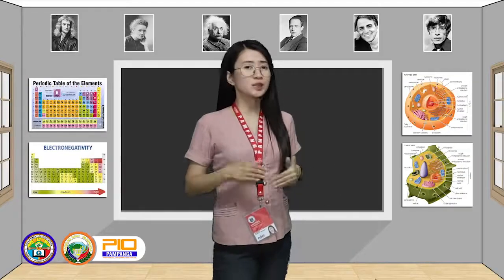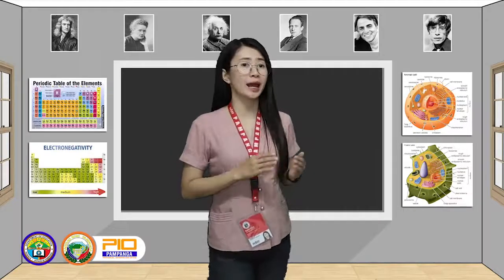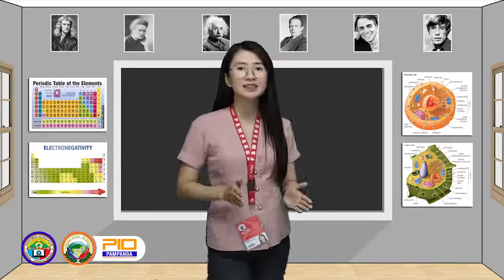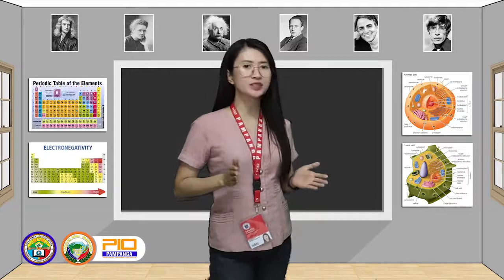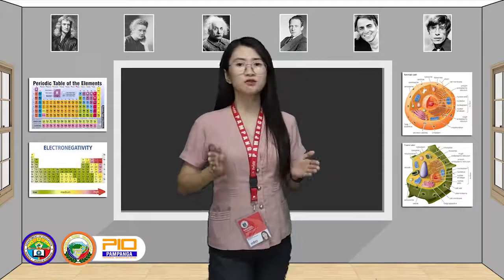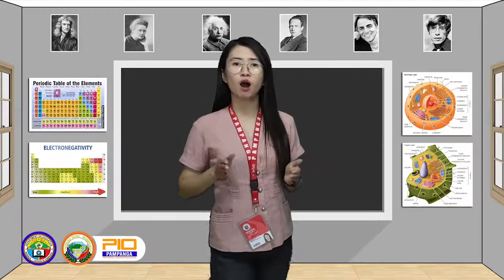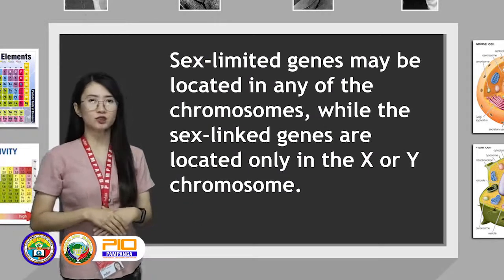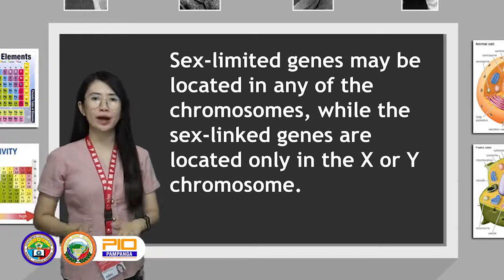In addition, sex-limited traits are generally autosomal, which means that they are not found on X or Y chromosomes. The genes for these traits behave exactly the same way that any autosomal genes behave. These genes produce characteristics that are expressed in only one of the sexes. They are often confused with sex-linked genes, but they are entirely different in their mode of inheritance. Sex-limited genes may be located in any of the chromosomes, while the sex-linked genes are located only in the X or Y chromosome.